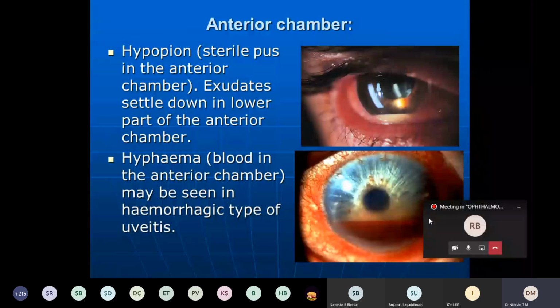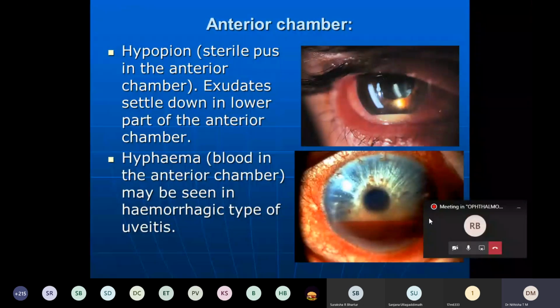Then what is hyphema? Hyphema is nothing but blood in the anterior chamber, which is always seen due to injury. If you have an injury, there may be blood in the anterior chamber, or hyphema is also seen in cases of viral iridocyclitis. So always remember, if you see blood in the anterior chamber, it is due to injury, or it can be due to viral iridocyclitis, like herpes infection.